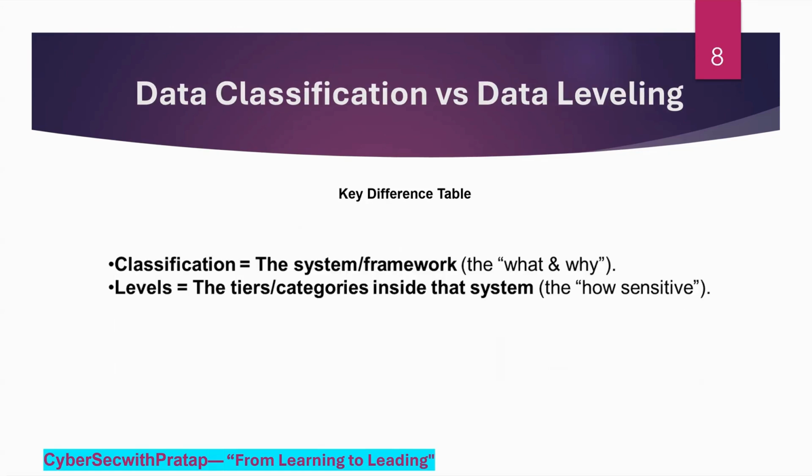And the key difference is, when you do classification, it talks about the system framework, why and what. And when you do labeling, then it categorizes inside the system how sensitive it is.